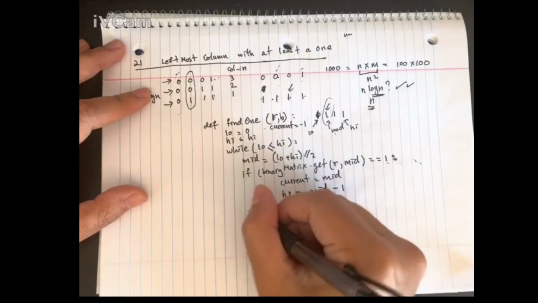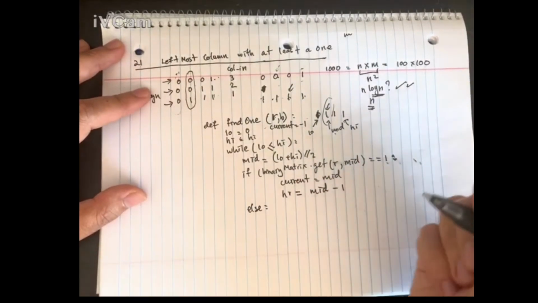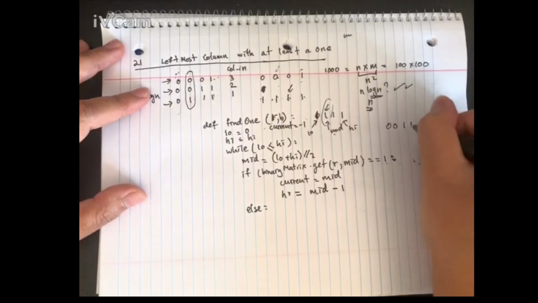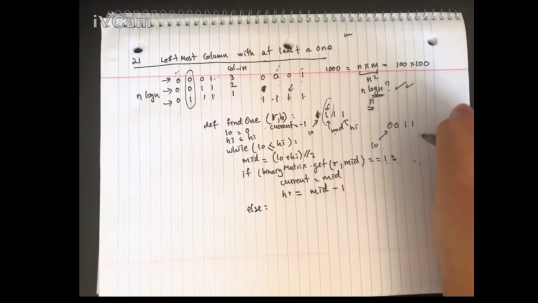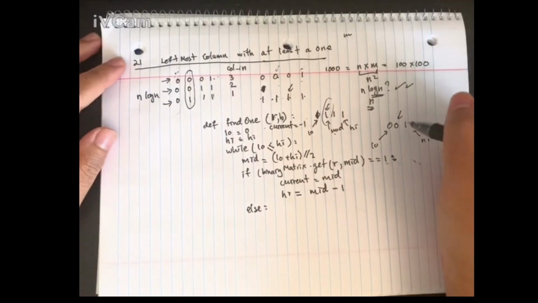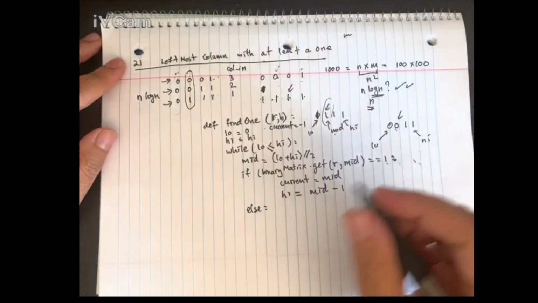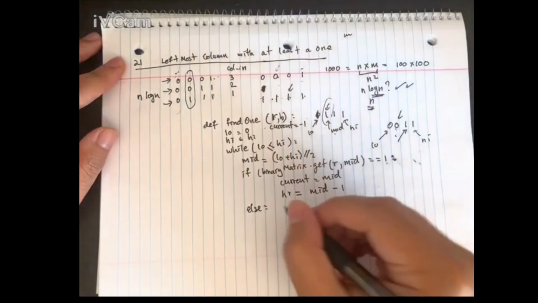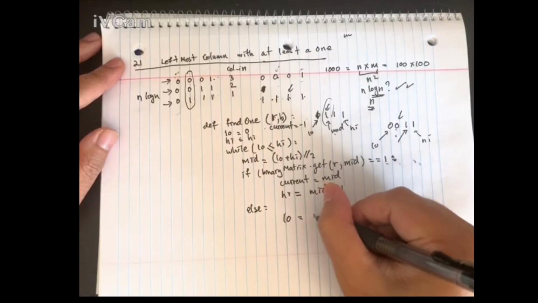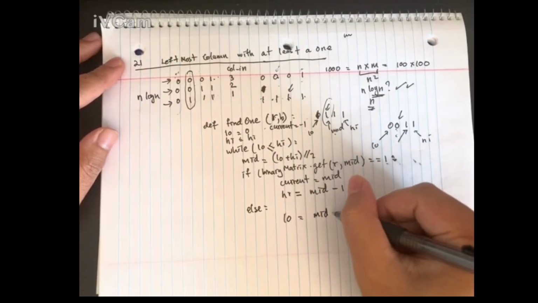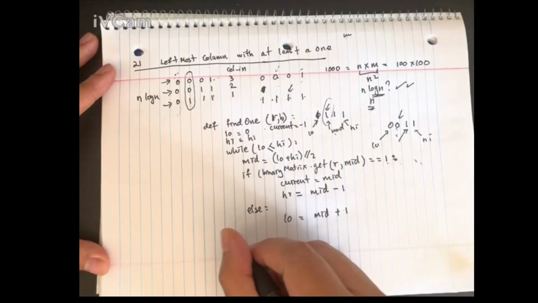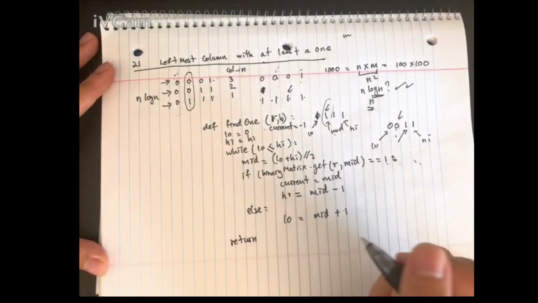Else, so in the case that we don't find a 1 at mid, we have low and we have high like here. In the case that we cannot find 1 right here, we want to change our low to here. So low is equal to mid +1. And right here, we can just return current.